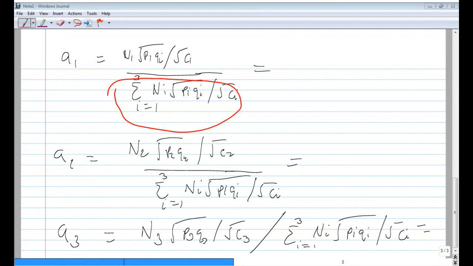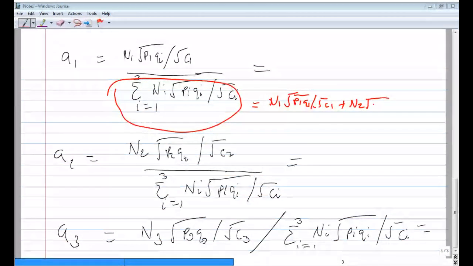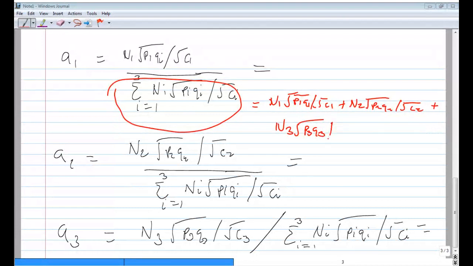And remember, this one now is equal to what? So you have to find N1 square root of P1 Q1 divided by the square root of C1, plus N2 the square root of P2 Q2 divided by the square root of C2, then plus N3 square root of P3 Q3 divided by the square root of C3. Then you give me the answer.